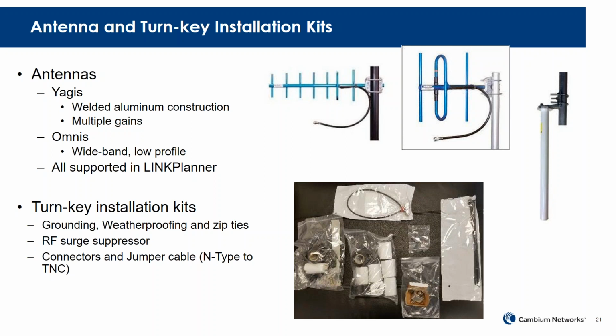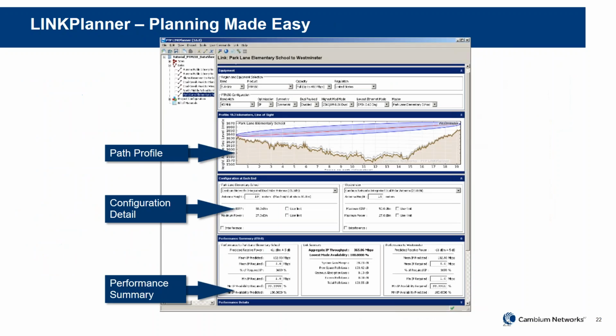So if you want to go in and set up one of those cabinets I showed in an earlier slide, this kit includes the drop cable, grounding, weatherproofing, surge suppressor, and all the connectors and jumpers you need to do a complete professional install. So you have that as an option.